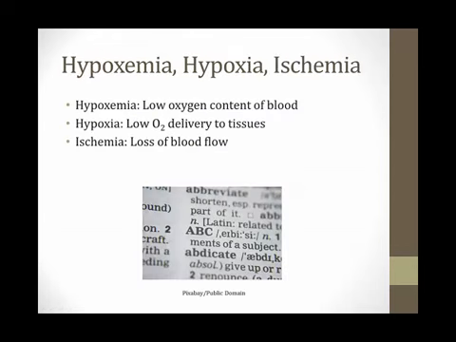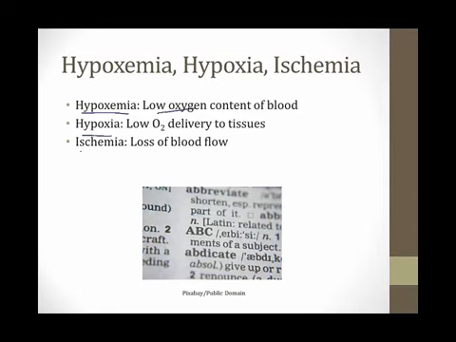Let me pause here and review some important terms. You need to understand the difference between hypoxemia, hypoxia, and ischemia. Hypoxemia means a low oxygen content of blood. In other words, a low value for that number we calculated on the last slide. Hypoxia means low oxygen delivery to tissues, and hypoxia can be caused by hypoxemia, but there are also other causes which we'll talk about in a minute.